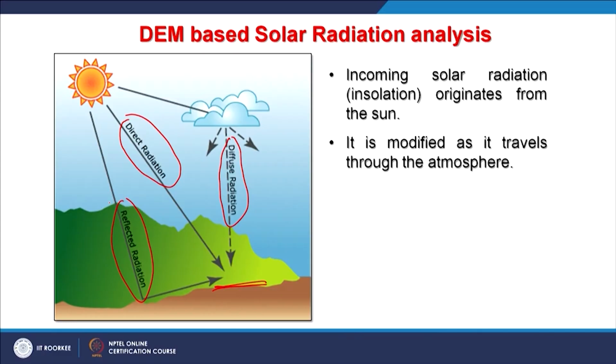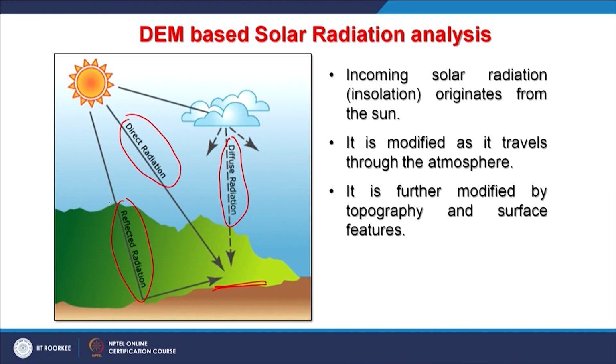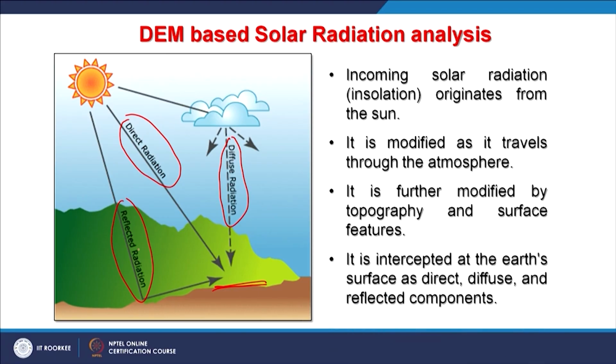And this insolation, as you know, is modified when it travels through the atmosphere from the sun towards the earth, and it is also modified by the topography, as just mentioned, because instead of receiving direct energy, we get reflected energy. So, it is further modified by topography and surface features. Surface features might be vegetation, agricultural crops, or the soil conditions. And finally, of course, the lithology also plays a role. Different types of rocks will behave differently from the solar energy point of view.